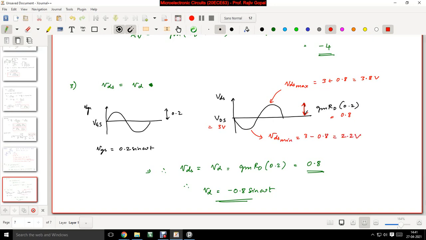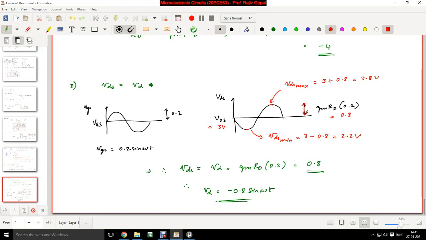Since you are drawing the waveform, you should know what the peak values are, right? That is what we have done here. So this value here is VDS max, this value is VDS min, and I know from peak to peak it is 0.8 plus 0.8, right? So from 3, if you add 0.8, you will get VDS max. If you subtract 0.8, you will get VDS min. So 3.8 and 2.2.